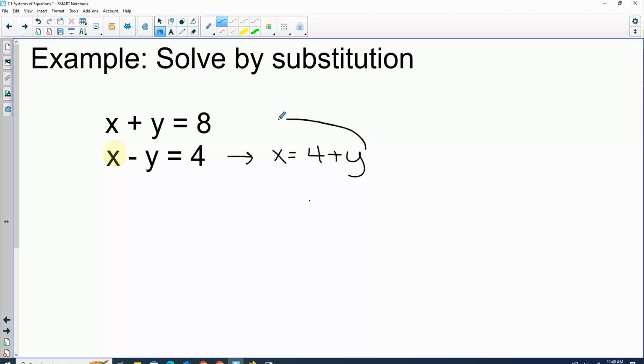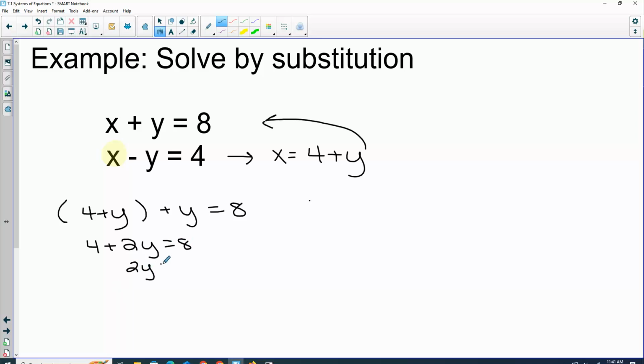That means I have to sub it into the first equation. So the first equation is x plus y equals 8. But what am I replacing my x with? 4 plus y. We combine my terms. 4 plus 2y equals 8. So 2y equals 4. Divide and y is 2.